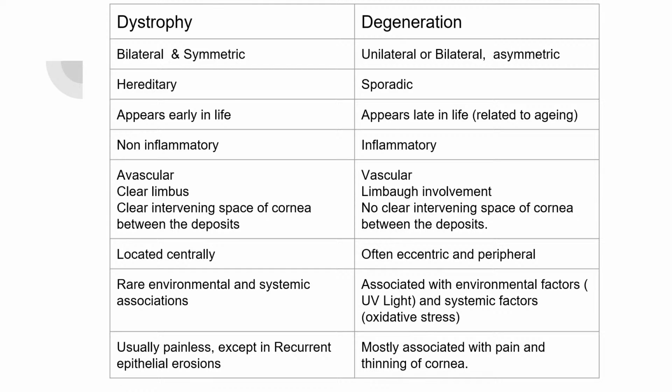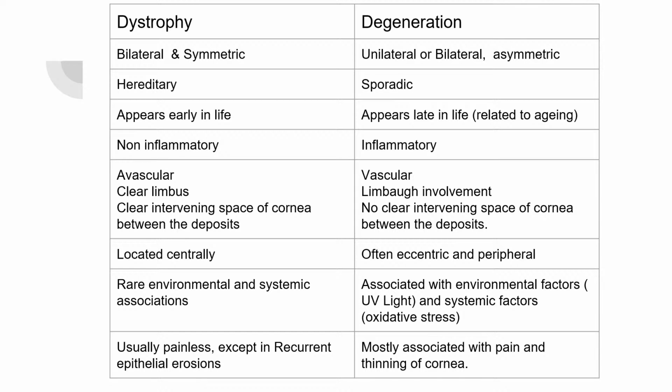Often we confuse it with degeneration. Degeneration is the gradual deterioration of the corneal tissue which negatively impacts the function of the cornea. The differences between dystrophy and degeneration are: dystrophies are bilateral and symmetrical, whereas degenerations are unilateral or bilateral and asymmetrical. Dystrophies are usually hereditary, degenerations are sporadic. Dystrophy appears early in life, degenerations appear late in life and are related to age.